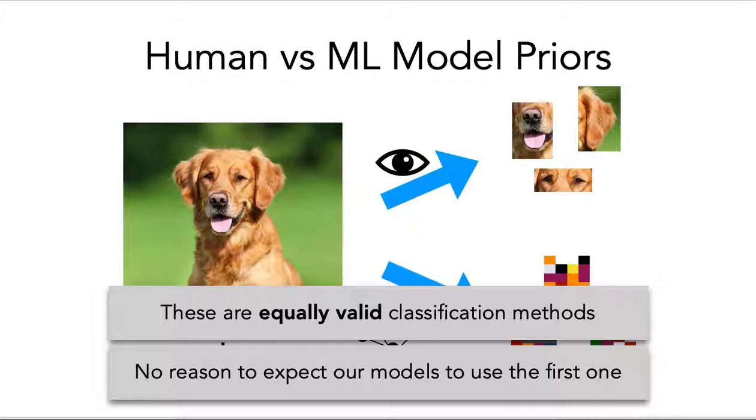So essentially, anything that gives you good performance on the test set is a valid way of doing it. There is no reason why we should expect our models to use the classification method that we as humans like, as opposed to what the model thinks is the most effective to get the test right. So that's one point to keep in mind.